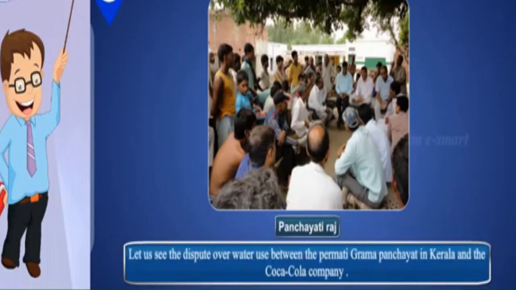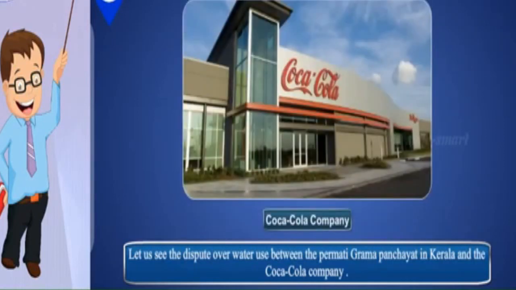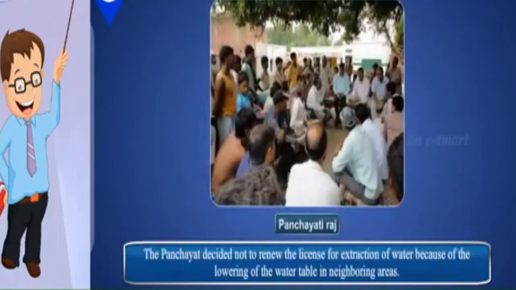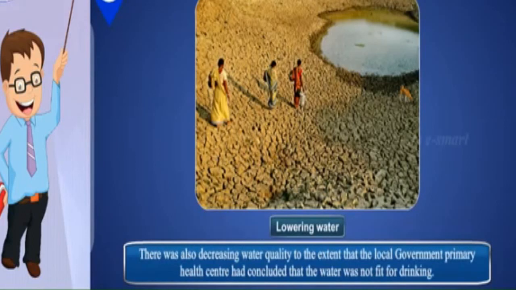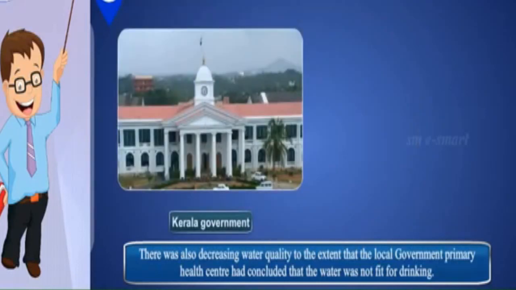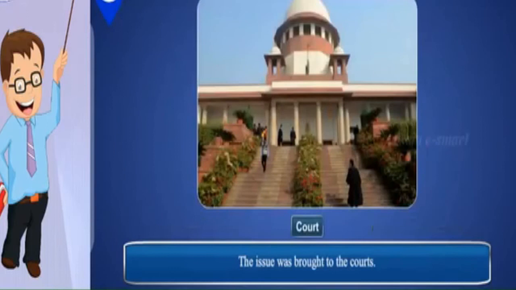Let us see the dispute over water use between the Plachimada Grama Panchayat in Kerala and the Coca-Cola Company. The Panchayat decided not to renew the license of extraction of water because of the lowering of the water table in neighboring areas. There was also decreasing water quality, to the extent that the local government primary health center had concluded that the water was not fit for drinking. The issue was brought to the courts.